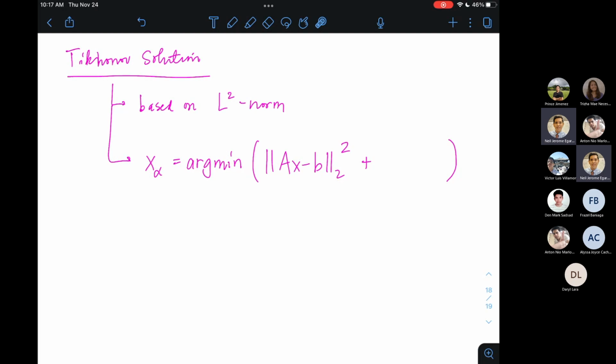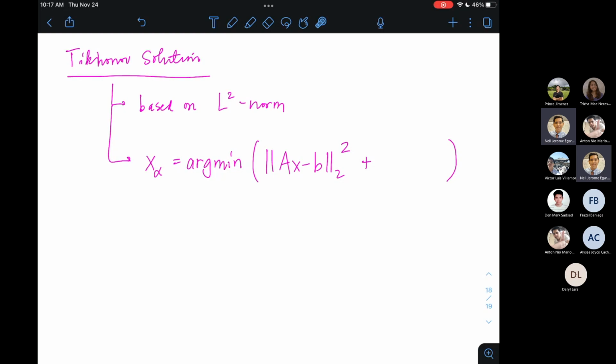Do you guys remember? One thing to note here is that this would be an m by 1 vector, right? Kasi ito ay m by n. Tapos ang unknowns natin ay n by 1. So ito ay magiging isang m by 1. Ito ay m by 1, ito ay m by 1. So the difference will be m by 1. We're taking the L2 norm of an m by 1 matrix.